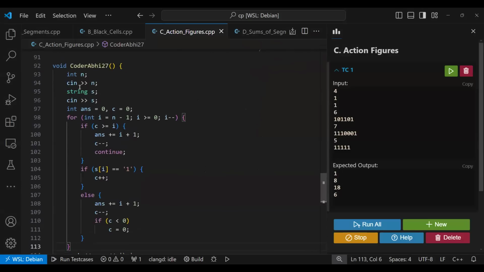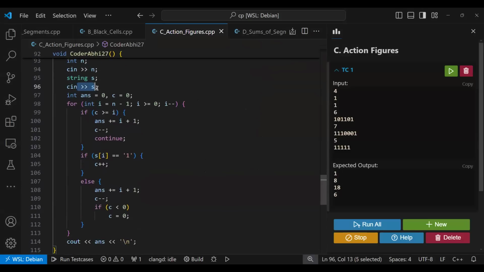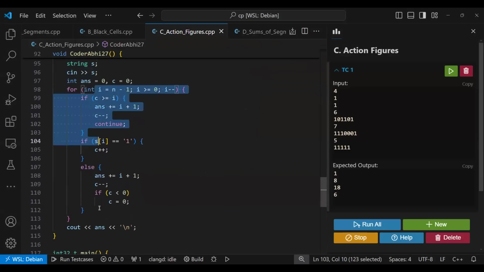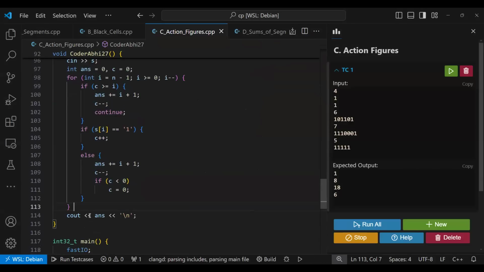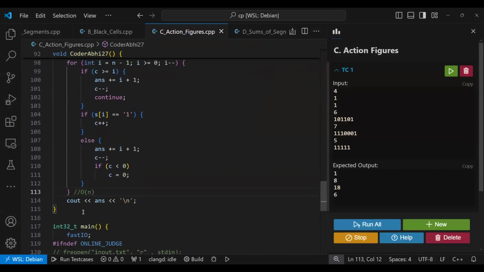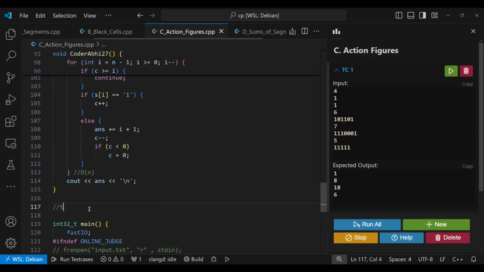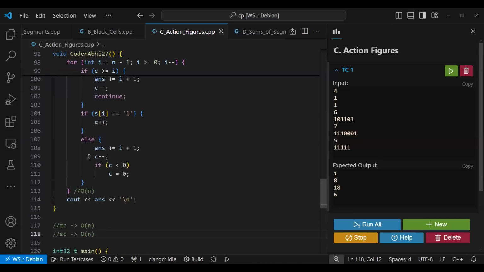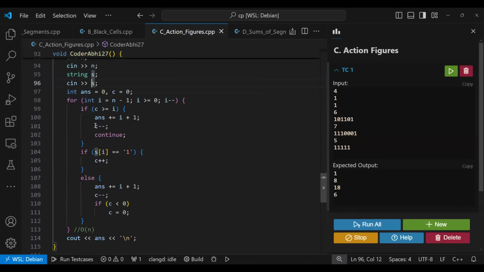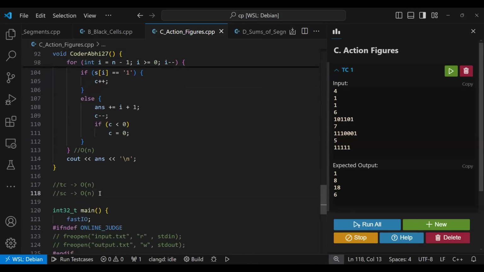If you analyze the time complexity, this input string is of size n, and this loop is running n times. Inside, we just have if else conditions, which are of order of 1. So this is overall order of n only. So the time complexity is order of n. Space complexity is also order of n only. You just have a string of size n, which is taking n space, nothing else.